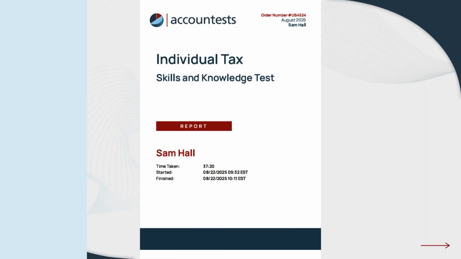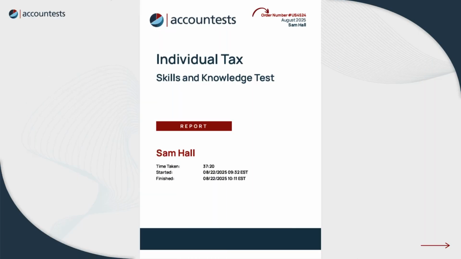Looking at the report, you can see at the top right hand side is the order number, and that's the order number you'll need any time you want to look up a test in our testing portal. At the bottom of the first page you can see the time taken. This test has an allocated time of 40 minutes, so if that time taken says 40, that means your candidate was still working on the test when their time ran out. Otherwise, you can see how long they spent in the test.